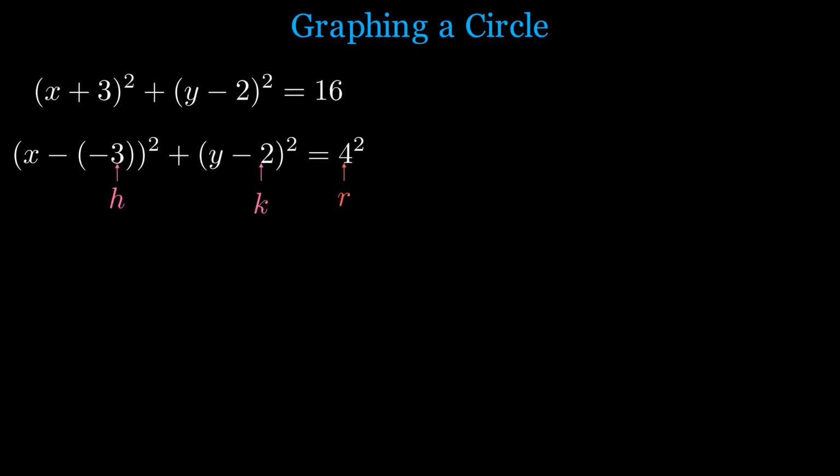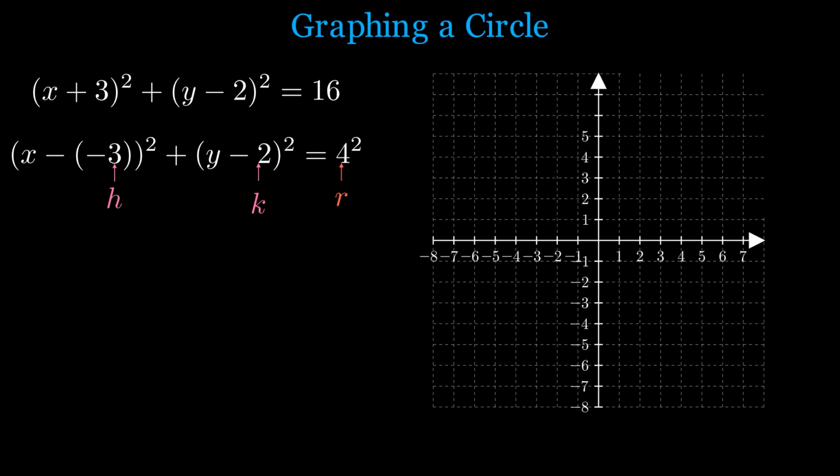Now let's graph this circle using the information we have. We start by plotting the center of the circle at the point (-3, 2). Next, we draw a horizontal line from the center to a point on the circle to represent the radius. Finally, we draw the circle starting from the end of the radius line using a compass or a graphing tool.